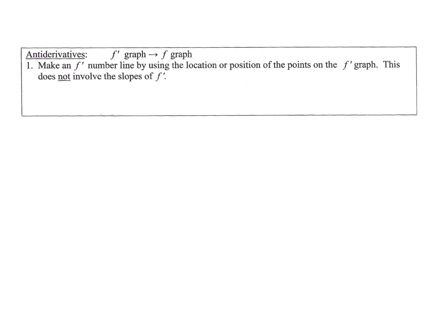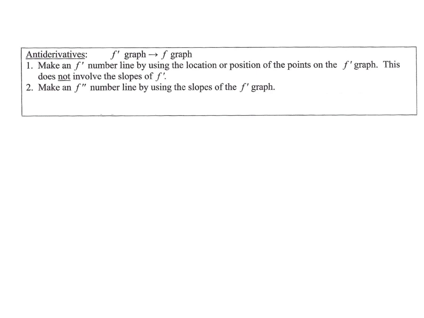Okay. The second step after that is we're going to have to make a second derivative number line. Because one of the things that we don't know about our function by just looking at the first derivative is concavity. And so we're going to have to make a second derivative number line. And now we are going to use the slopes from the first derivative graph because we're going to do the same thing. Where is it 0? Where is it undefined? That kind of thing.